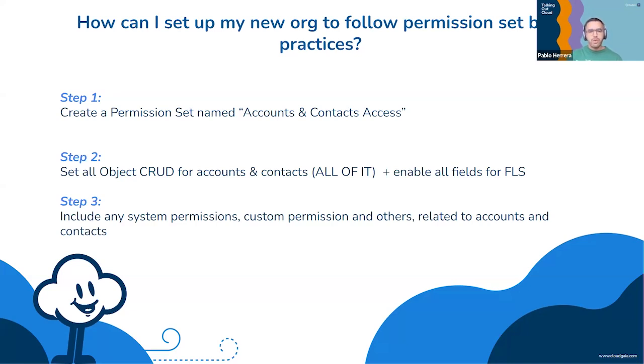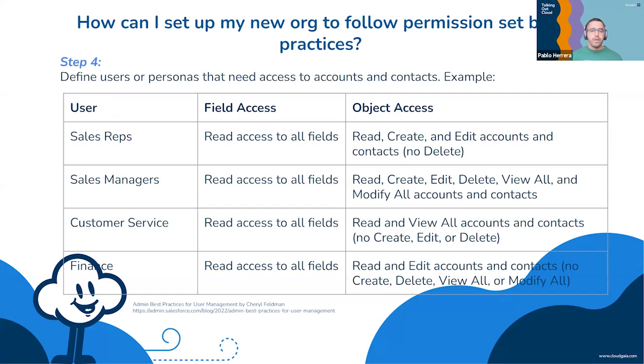Now, step 3 is about enabling other related permissions to the accounts and contacts, such as custom permissions, system permissions, and others. What you should do in step 4 is to focus on defining personas and their access. So what I mean by this is which roles should be included, what fields should each persona be able to access, and what level of access should they have for each object. So in this table, you can see a brief example of how you can define personas and the level of the access.